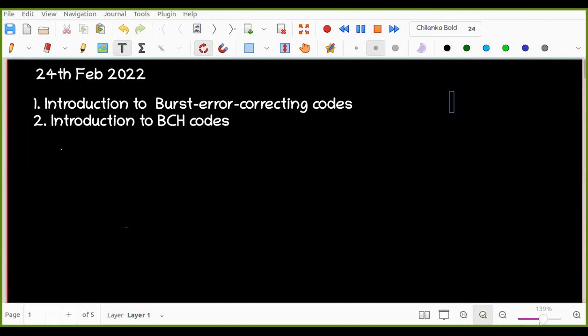Yeah, so today we are going to discuss the last two concepts in this coding theory. One is introduction to burst error correcting codes and the other is introduction to BCH codes, right? Okay, so maybe some portion may be left a little bit so that you can cover it easily.